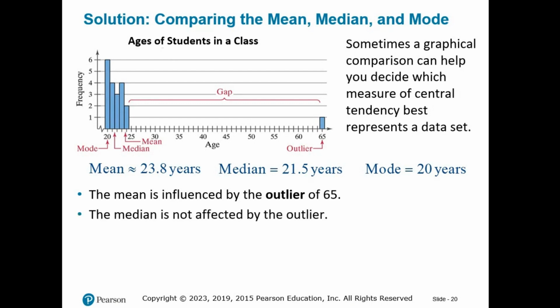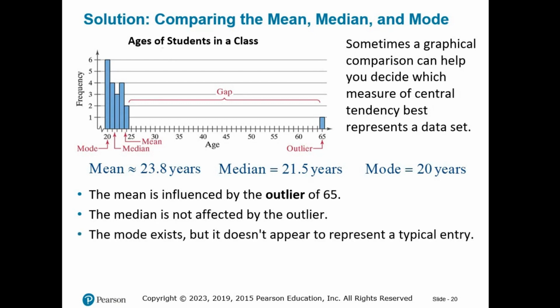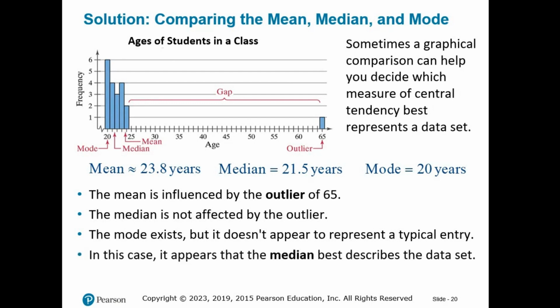The mode in this case exists, but it doesn't appear to be a typical value as it represents the minimum. Now the median, on the other hand, isn't affected by outliers, and it appears to be right in the middle of the bulk of the data set. So the median, in this case, is actually the best measure of center for the data set.